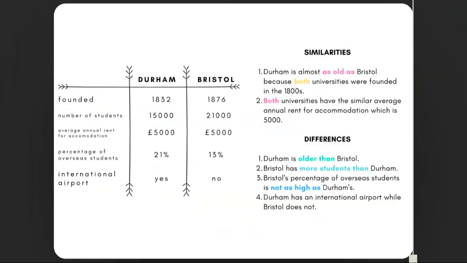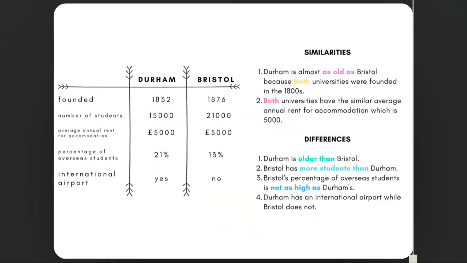Okay, again, it would be really good if you can include how many students are more students than what. So here, Bristol has more students than Durham because Bristol has 21,000 students, while Durham has 15,000 students. But even if you cross them out, it doesn't make it less of a difference. It's still a difference.